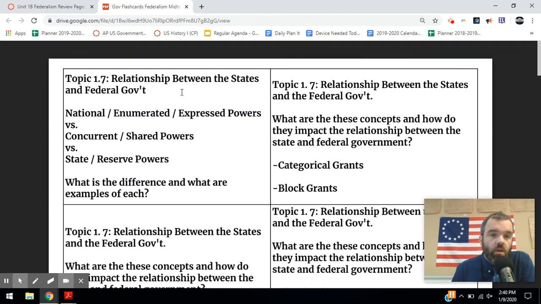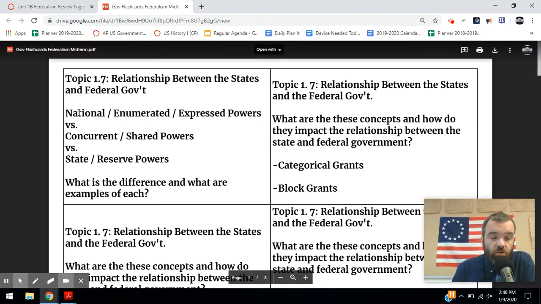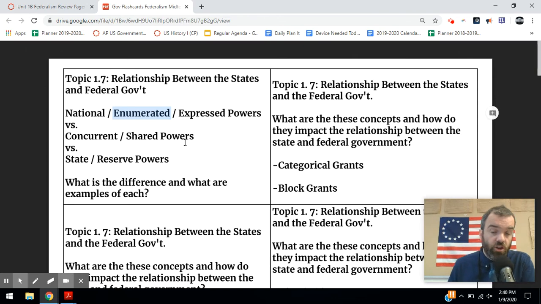We need to know specifically that we have national powers, concurrent powers, and state powers. And one of the key things to understand here is just some of the terminology and how these terms are described. So national powers are often also described as powers that are enumerated in the Constitution or as powers that are expressed in the Constitution. So be clear that those mean the same things. And concurrent powers are powers that are shared.